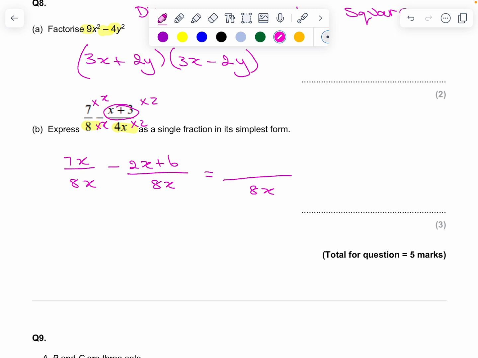You've got to be a little bit careful with signs because of the subtraction. I've got 7x take away 2x, which is 5x. And then you have to be careful because you've got the take away here, the take away plus 6 becomes take away 6. So our answer is 5x take away 6 over 8x.